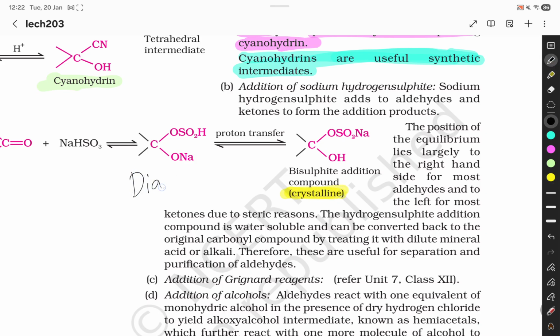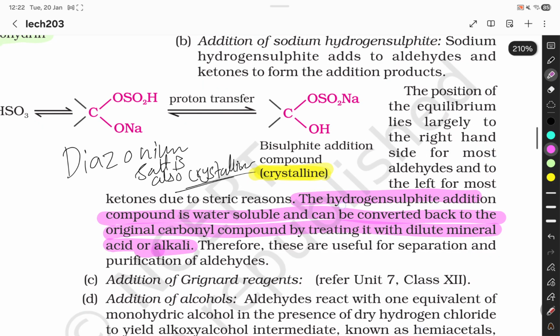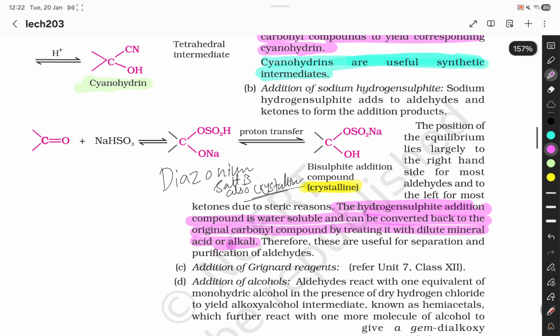It is diazonium salt. Diazonium salt is also crystalline. It's a reversible reaction, and the rate of reversibility can be increased by treating with a dilute mineral acid or alkali.